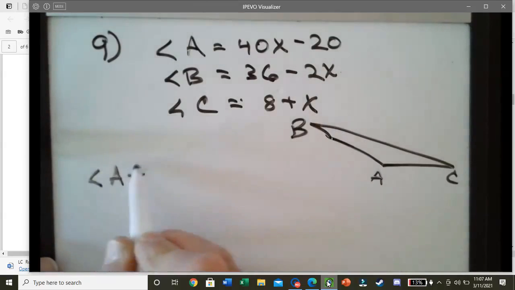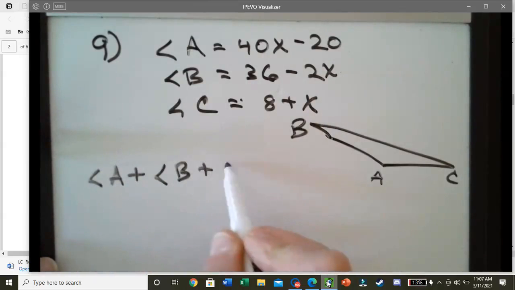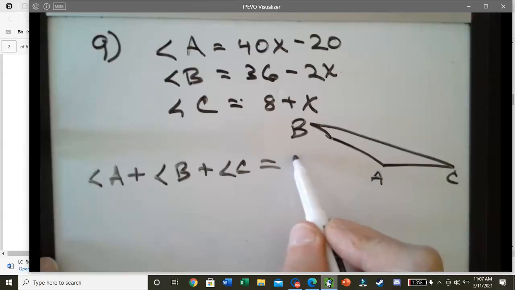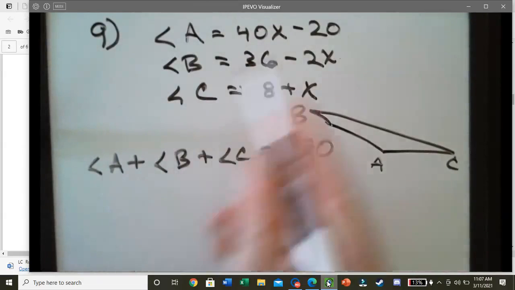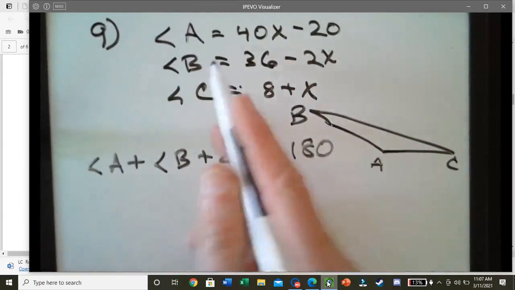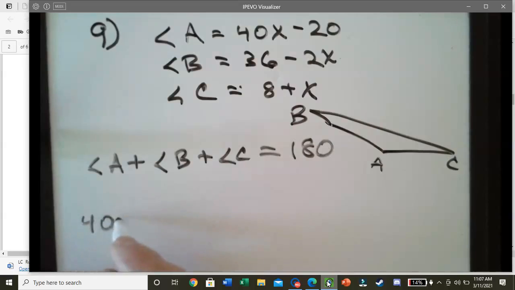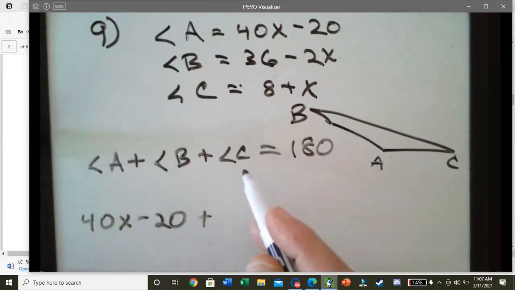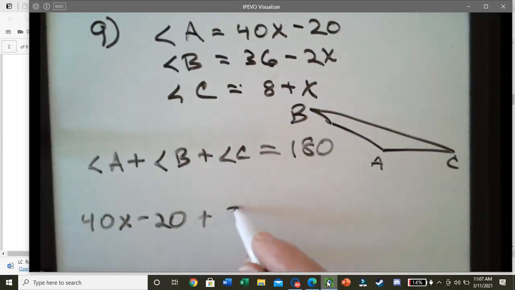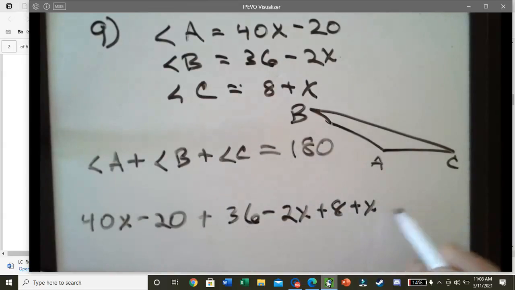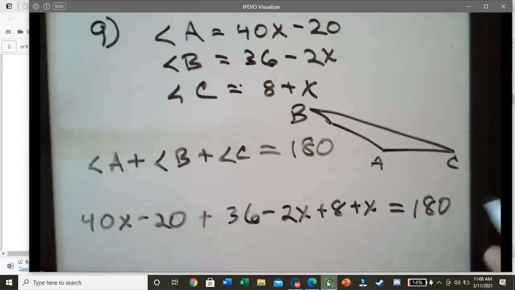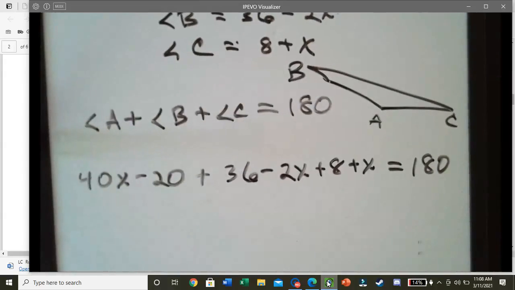So angle A plus angle B plus angle C, they all add up to 180 degrees. So we substitute our equations in for each angle. So angle A is 40x minus 20. And since they're all adding, I'm not going to put the parentheses. Next angle is 36 minus 2x. Angle C is 8 plus x, and they all add up to 180 degrees. Okay, now what do we do?